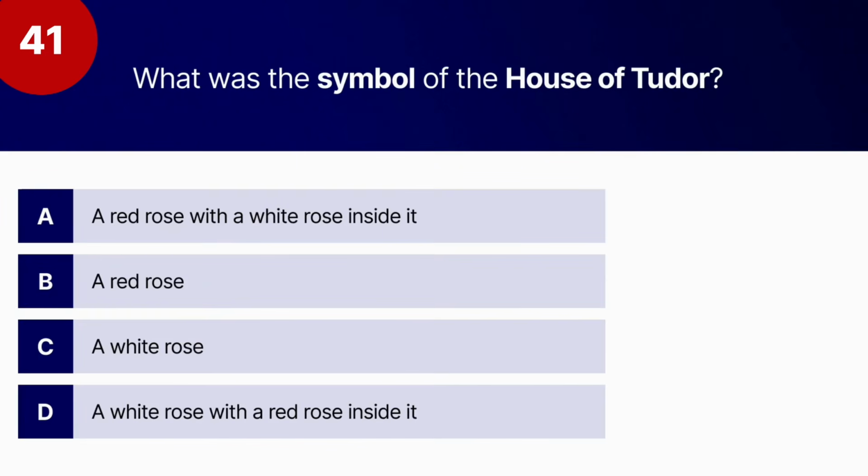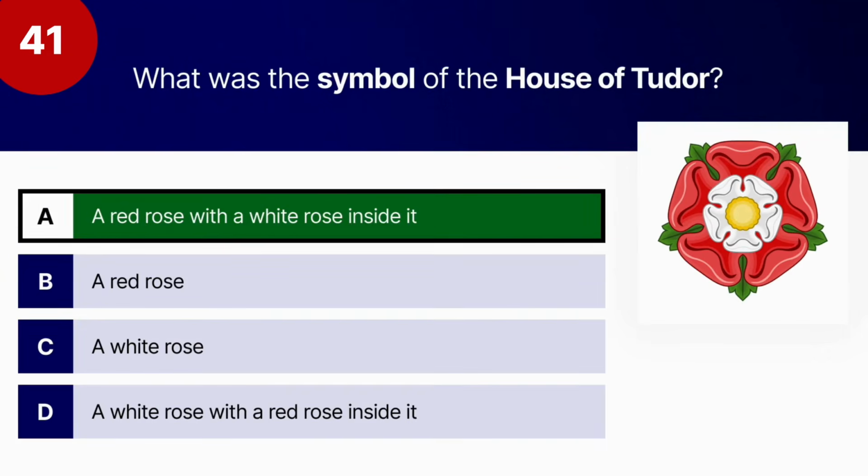What was the symbol of the House of Tudor? A. A red rose with a white rose inside it. B. A red rose. C. A white rose. D. A white rose with a red rose inside it. The answer is A. A red rose with a white rose inside it.